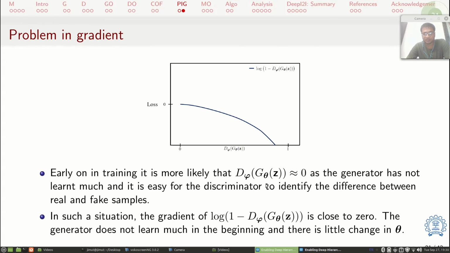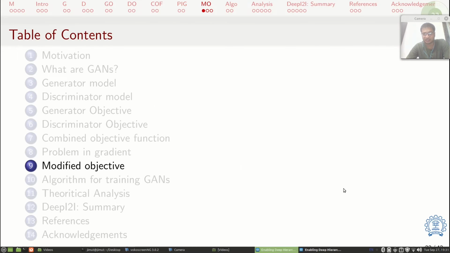Now there is a problem in the gradient. Early on in training, it is more likely that d phi of g theta of z tends to 0, as the generator has not learned much, and it is easy for the discriminator to identify the difference between real and fake samples. In such a situation, the gradient of log of 1 minus d phi of g theta of z is close to 0. The generator does not learn much in the beginning, and there is little change in theta.